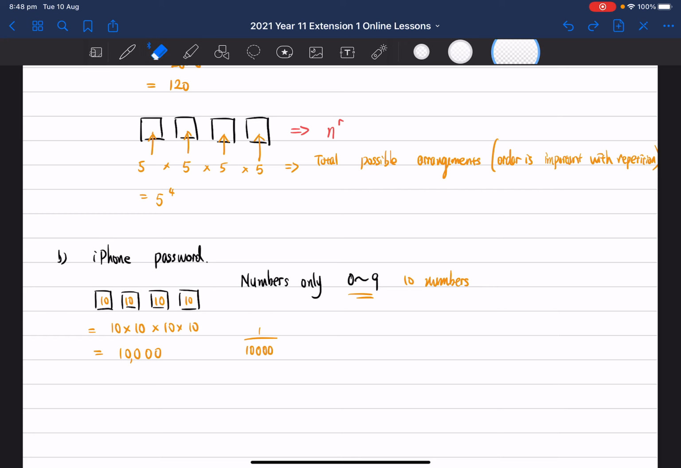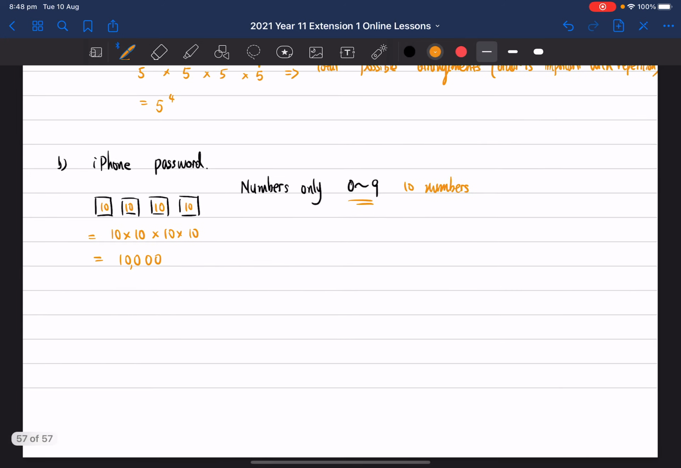But if we increase that to 6 digits, then according to the same method, that just becomes 10 to the power of 6, which has 6 zeros at the end. So now the number of different combinations increases from 10,000 to 1 million. Definitely it's much harder to guess your PIN based on a random guess, because if you're using 6 digits, you have 1 million different combinations.